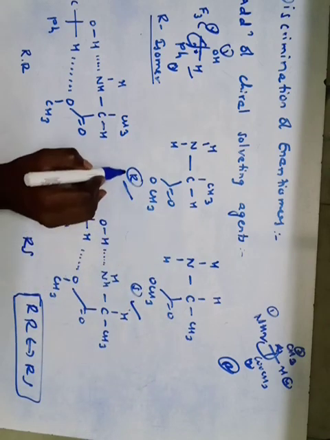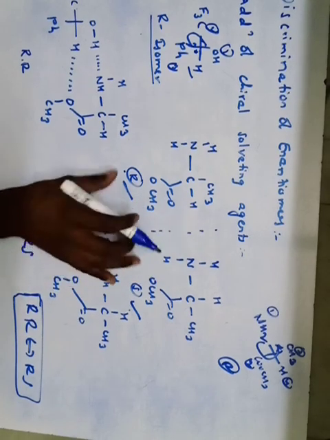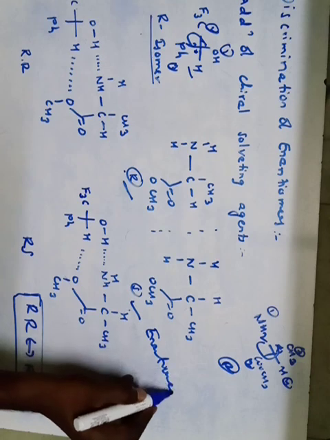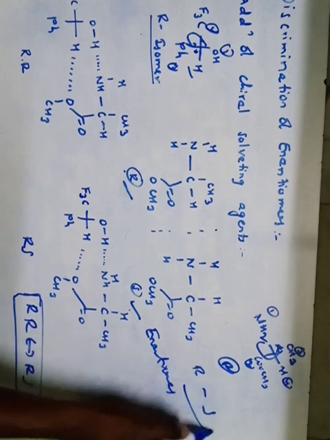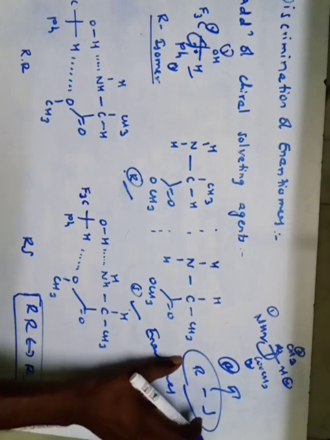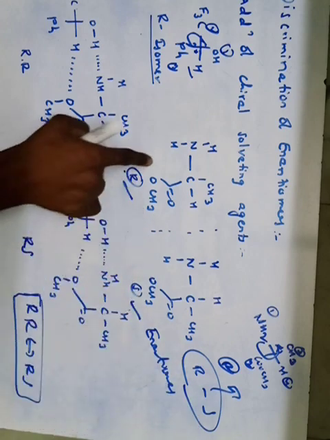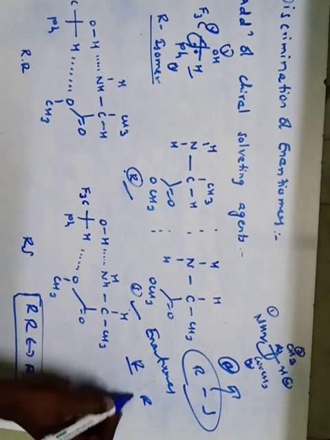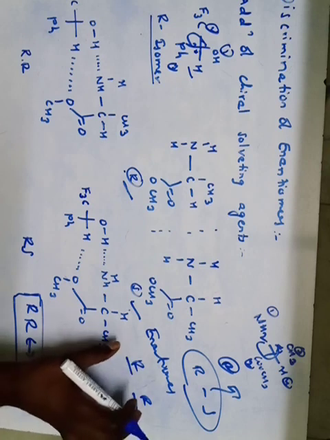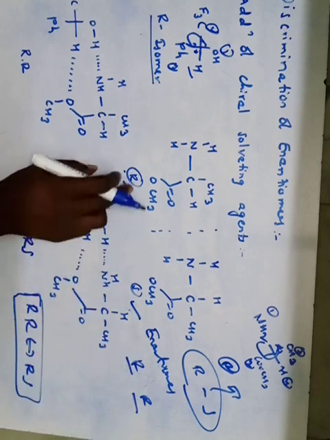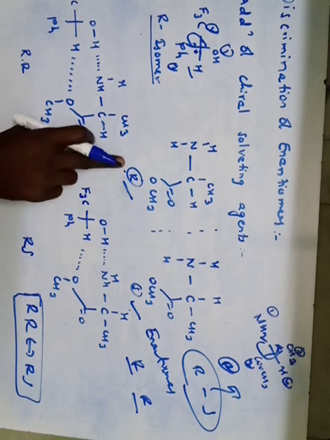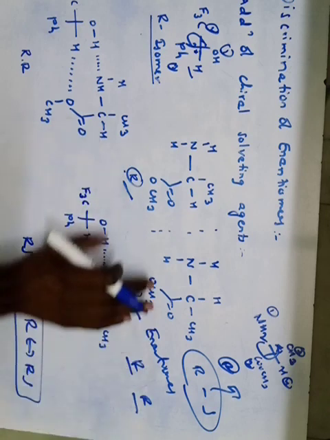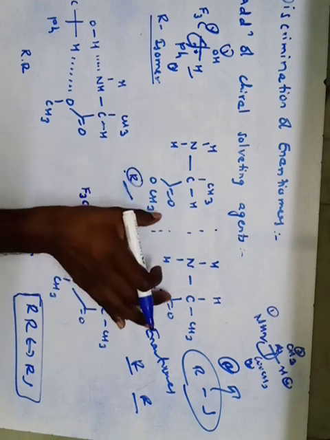Next, when R and S are there, then these two are enantiomers. If both isomers give the same configuration, that means RR, then such isomers are known as homomers. But here we get the R configuration for this isomer and the S configuration for this isomer, so these are known as enantiomers.